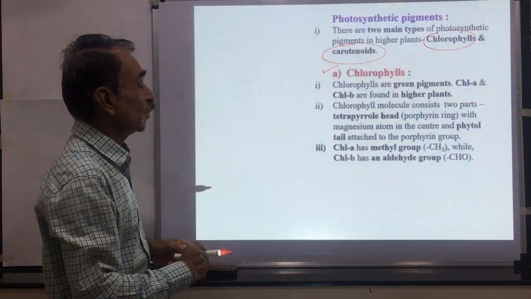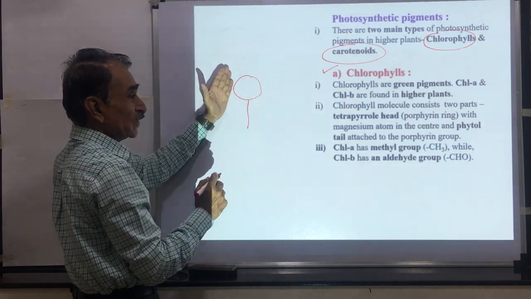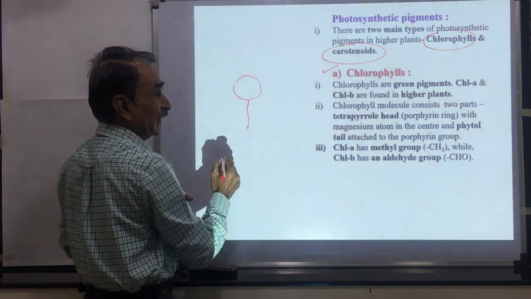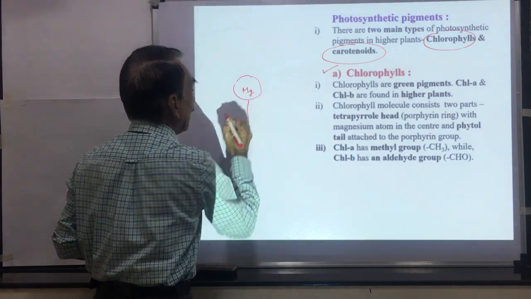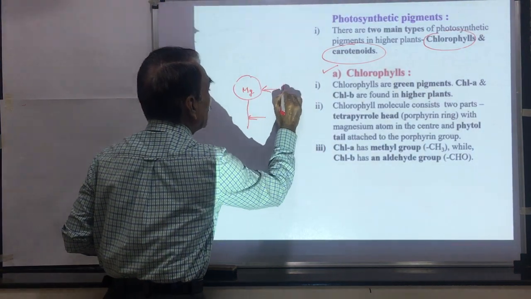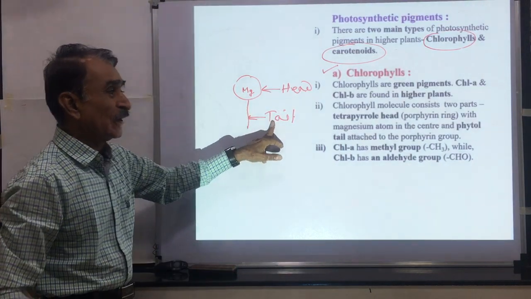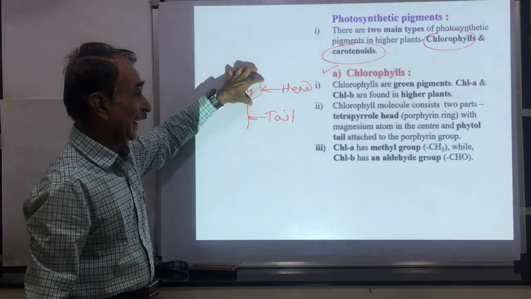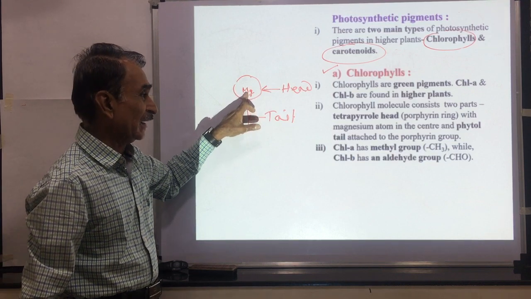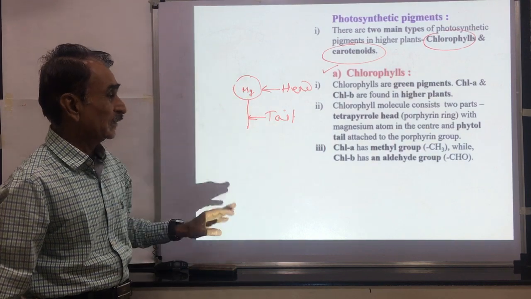Chlorophyll molecule consists of two parts, head part and tail part. The head part is called the tetrapyrrole head, or the porphyrin ring. This consists of a magnesium atom at the center, and there is a phytol tail. This is the head part and this is the tail part. The tetrapyrrole head has a magnesium atom at the center, and the phytol tail is attached to the porphyrin group.